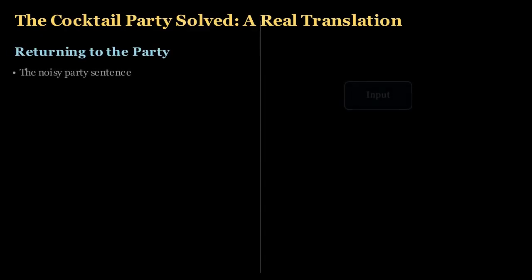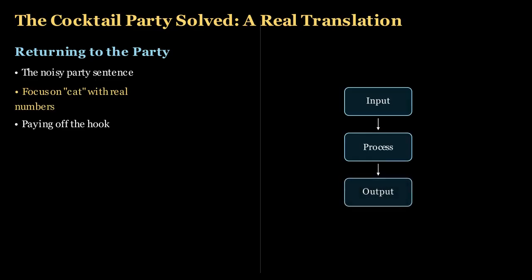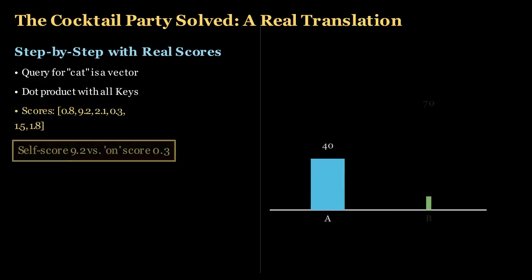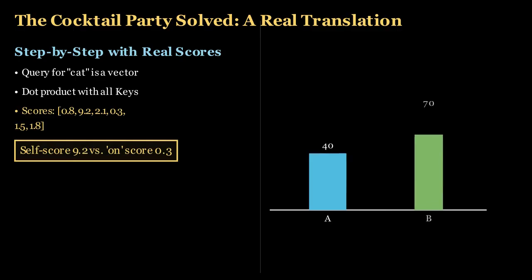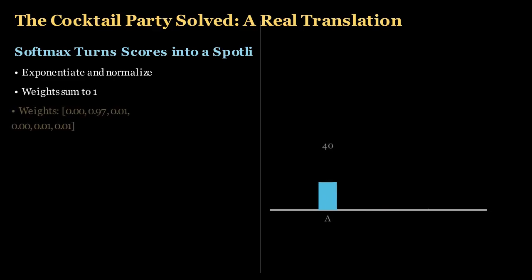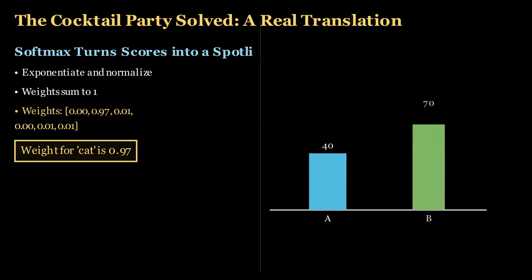Let's return to our cocktail party puzzle. We'll give the computer the noisy sentence "the cat sat on the mat" and watch it focus on the word cat using real numbers. The query for cat asks, who's relevant to me? A dot product with every key gives raw attention scores. The score with itself is a strong 9.2, while unrelated words like sat score a low 0.3. After softmax, the scores become a probability distribution. The weight for cat dominates at 0.97, creating a sharp spotlight. The other words fade into the background, just like at a party.